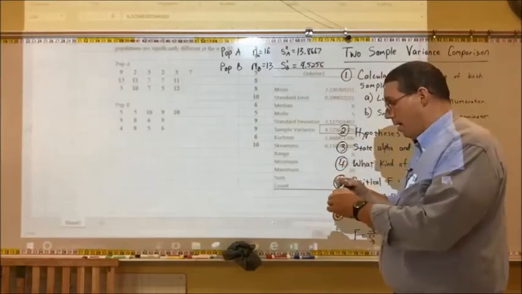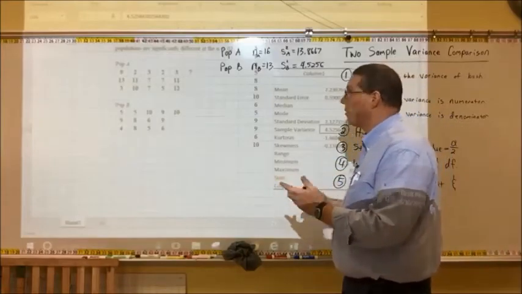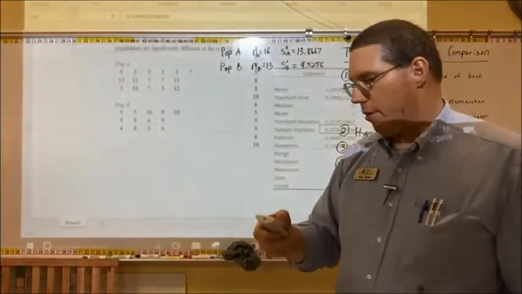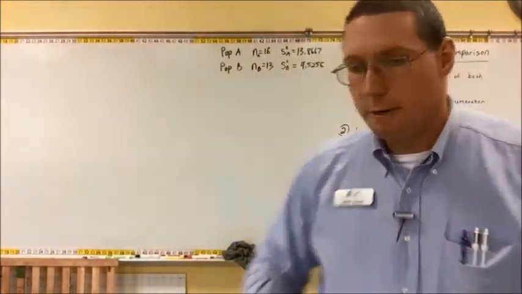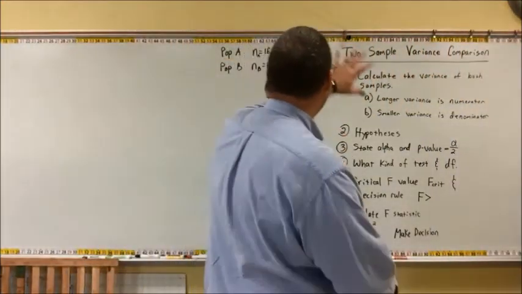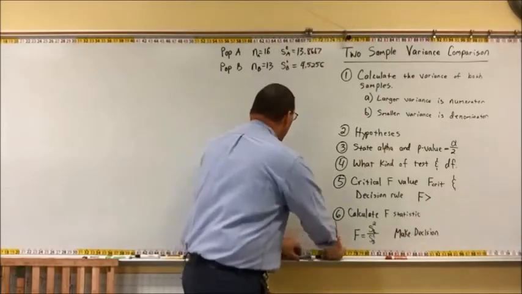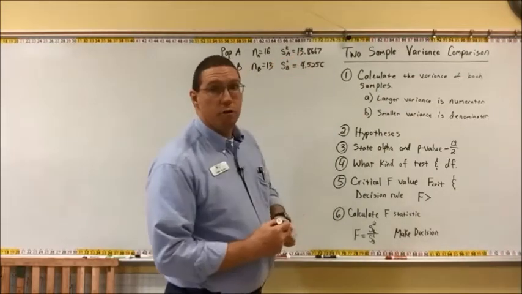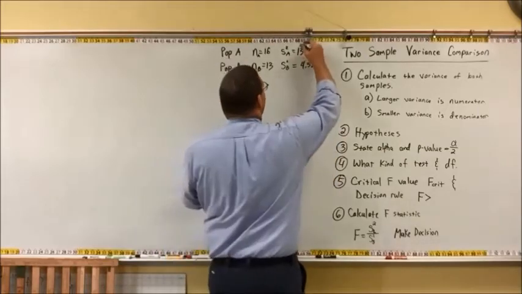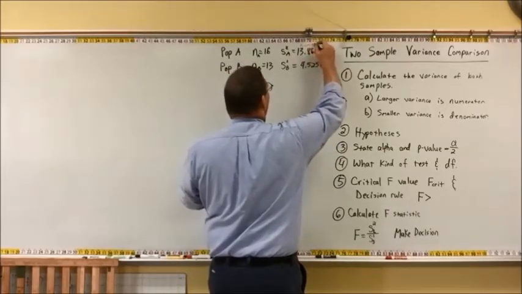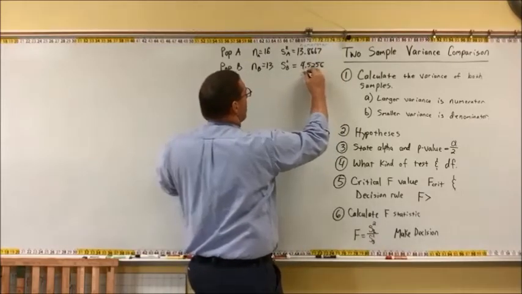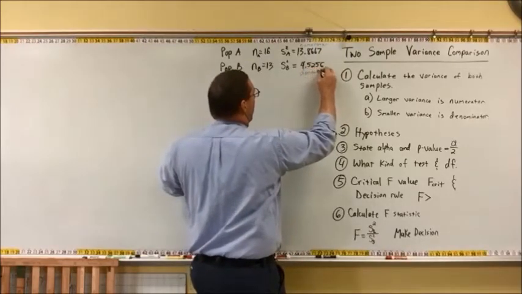All right, good. And that's all the information that we need out of the computer to be able to do the rest of this. So I'm going to get rid of this information here. And now we can follow our procedure. Population A has a larger variance. Therefore, that's the numerator. Population B has a smaller variance, so that's the denominator.